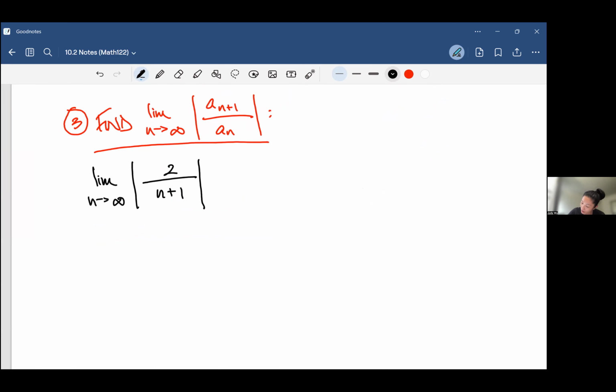Okay, well, I'm going to go back to the ideas from that first video. The numerator has degree 0. The denominator has degree 1. And when we have a degree on the top that's smaller than the degree on the bottom, when we take the limit as n goes to infinity, we get 0. Okay?